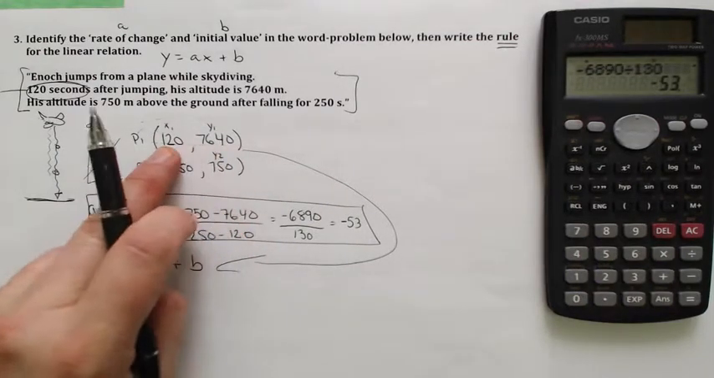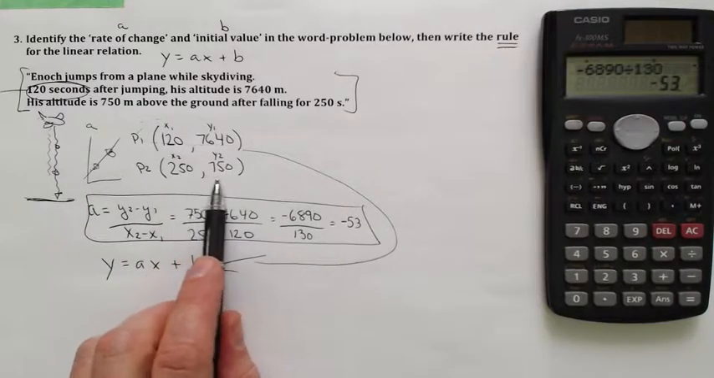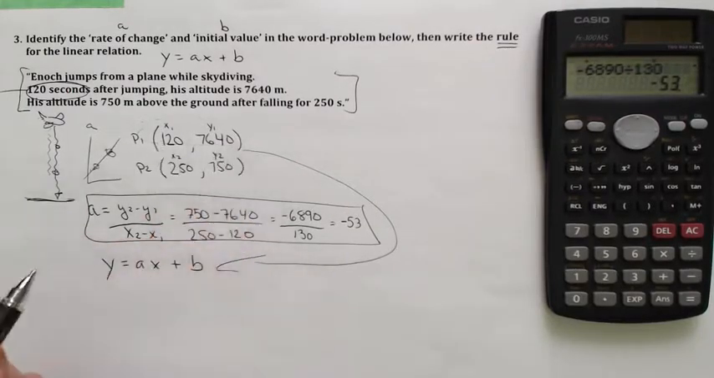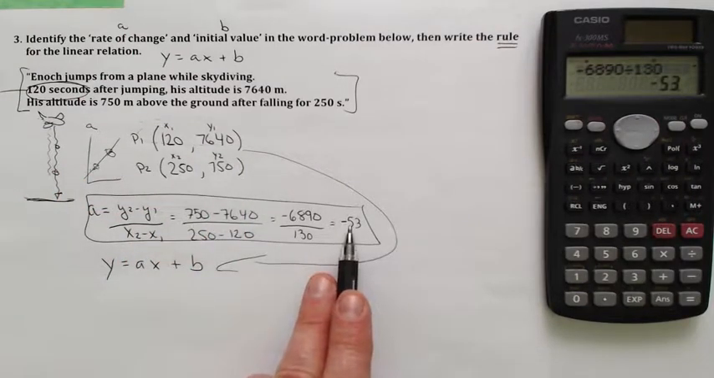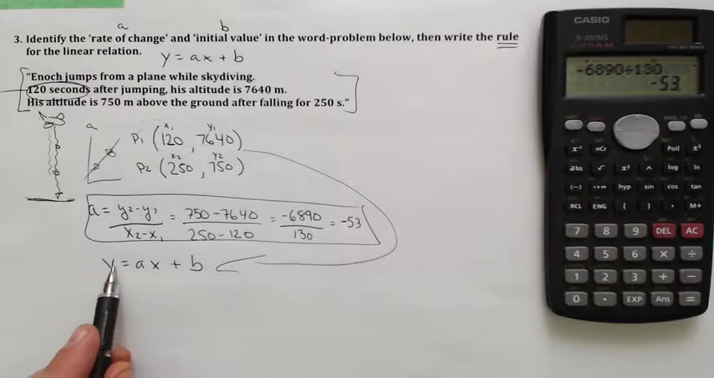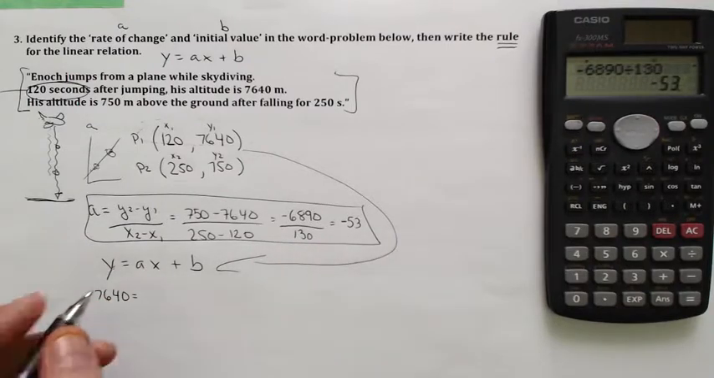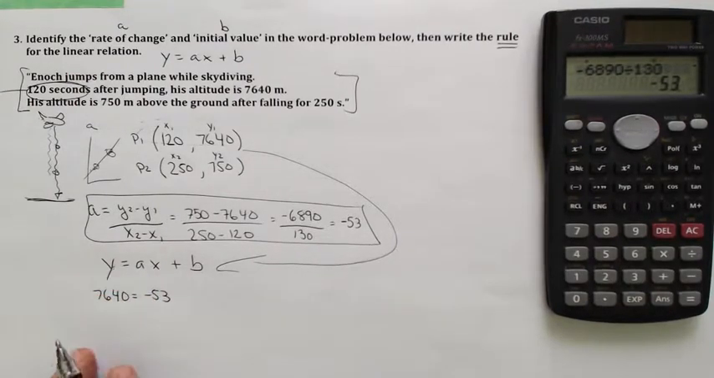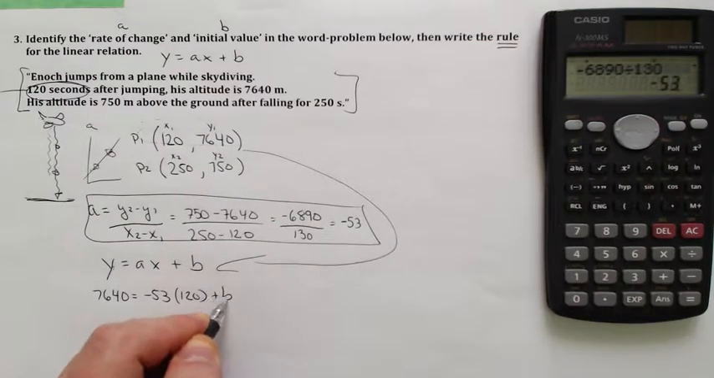So I'm going to use my P1. You'd get the same answer, believe it or not, if you used P2, if you do the algebra properly, but I'm going to use P1 just because as a rule that's the one I like to use. So there's your x, there's your y, and we have an a. X, y, a. So y first. So what's that y? 7640 is equal to a, which we figured out is negative 53. We know the x is 120. And at the end is plus b.